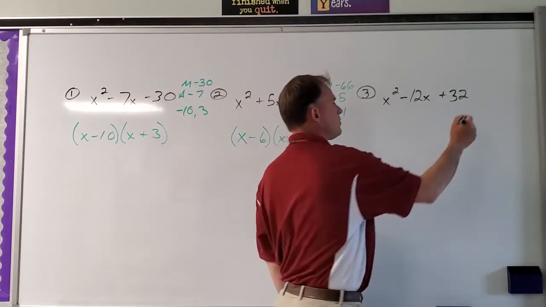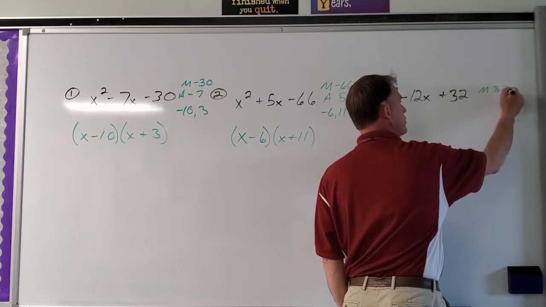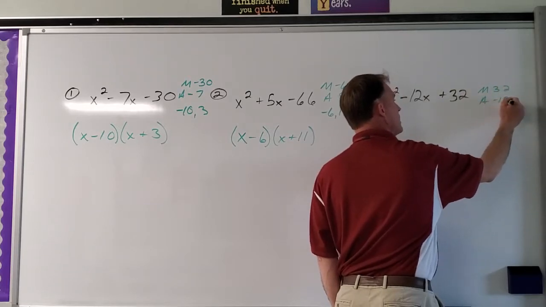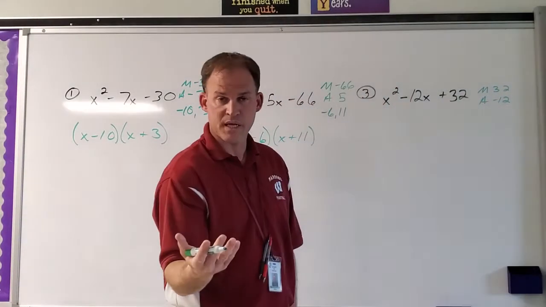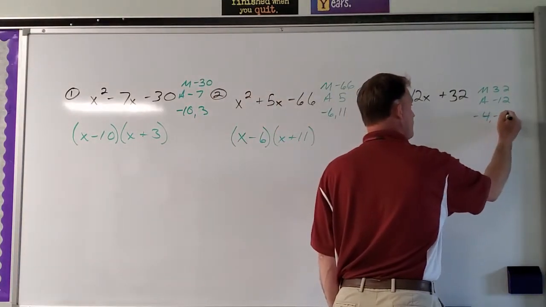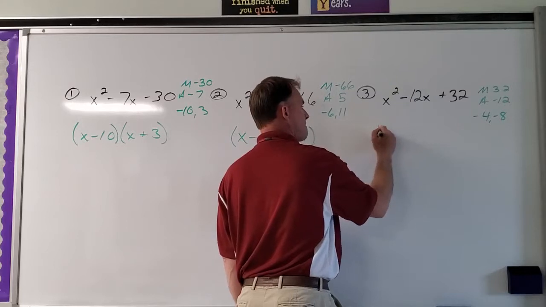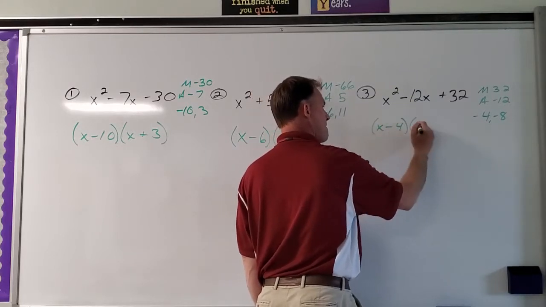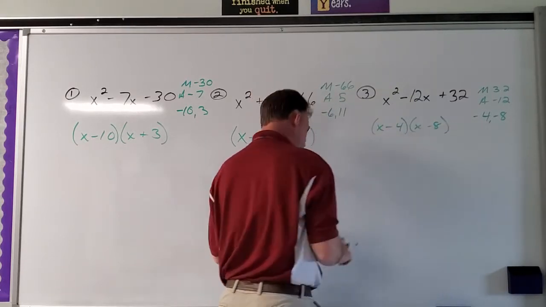What multiplies to 32 and adds to negative 12? Any ideas? Negative 4, negative 8. And there's the answer.